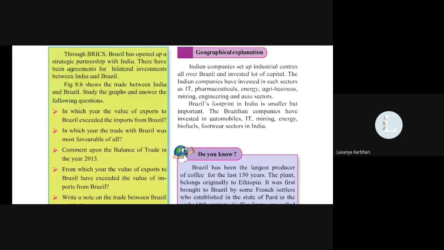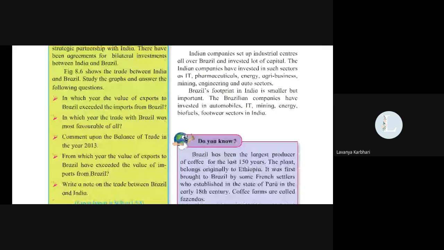Brazil's footprint in India is smaller but important. Okay. तर ब्राझीलचे जे काही कंपनीज आहेत त्यांनी इंडियामध्ये कमी इन्व्हेस्टमेंट केली आहे. सो इट्स फुटप्रिंट इज स्मॉलर बट इट इज ऑफ इम्पॉर्टन्स. ओके. The Brazilian companies have invested in automobiles, IT, mining, energy, biofuels, footwear sectors in India. Okay. So these are different sectors: IT, mining, energy, biofuel, footwear, in which Brazilian companies have invested in India.